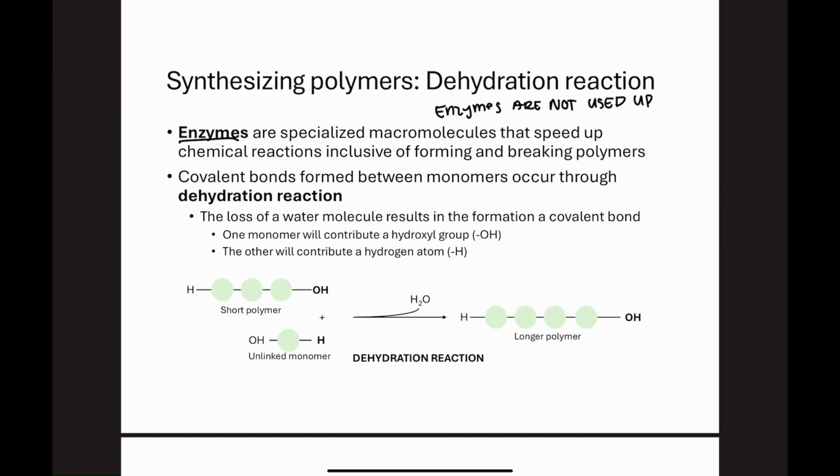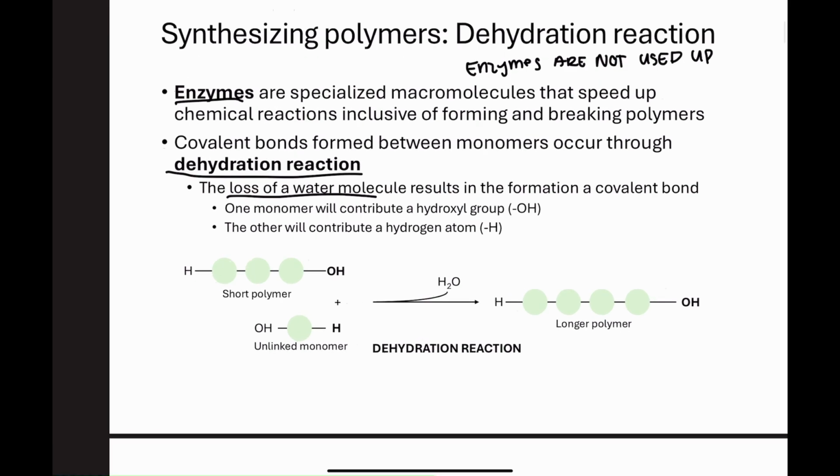So I previously said that polymers are held together by covalent bonds. And monomers are connected by covalent bonds making up our polymers. And those covalent bonds that hold our polymers together are formed through a process that is called a dehydration reaction. And in a dehydration reaction, we have the loss of a water molecule. And that loss of a water molecule is what's going to result in the formation of a covalent bond.